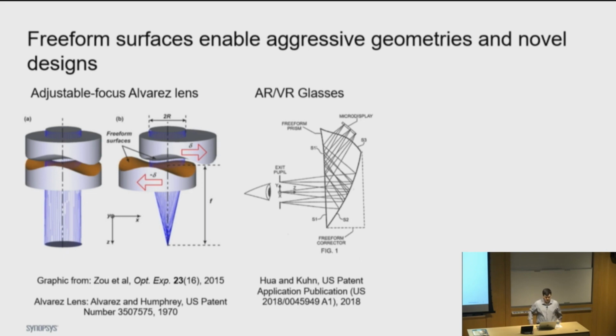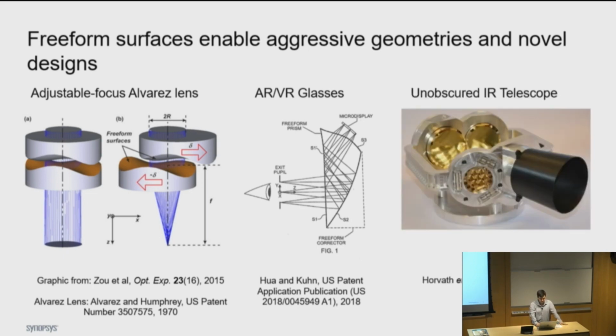So that's another case where your freeform surfaces are present and the kind of designs they can enable. The last example, though, is one that is, I think, a little bit closer to the design example that I'll be talking about later on in this presentation, and that is the task of unobscured imaging systems. So in this case, an unobscured IR telescope.